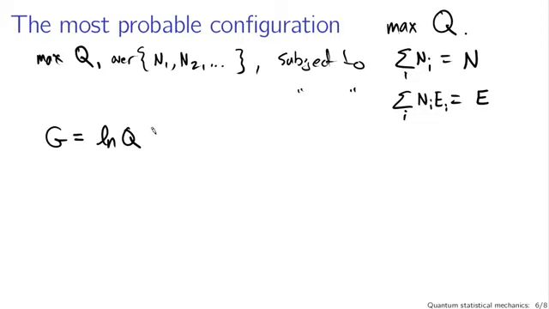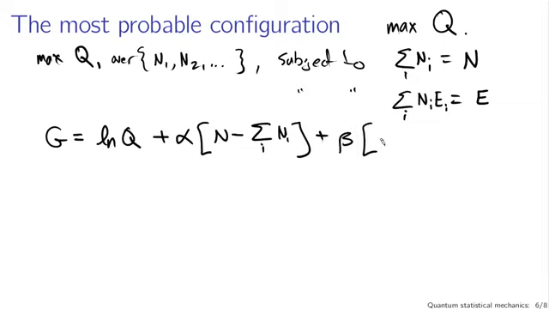Constraints are added in the context of Lagrange multipliers by simply adding on some term, with some constant multiplying it, that accounts for the constraint. In this case, my constraint is going to be N minus the sum over i of n sub i, and I'm going to have another term added on for the constraint on total energy: E minus the sum over i of n sub i, e sub i.